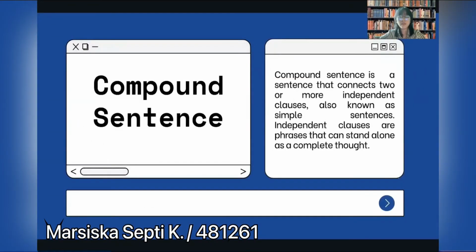Now I will explain the definition of compound sentence and how to make it. Compound sentence is a sentence that connects two or more independent clauses, also known as simple sentences. Independent clauses are phrases that can stand alone as a complete thought. These independent clauses are independent of one another to express a complete thought.